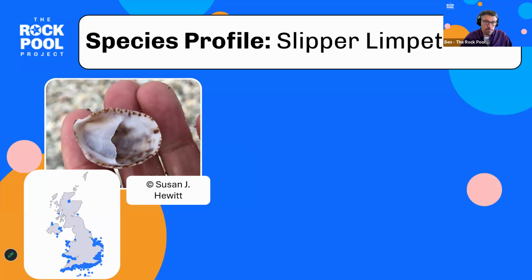Okay, second species, and the second most recorded species, and that is the slipper limpet. So this one, its Latin name is Crepidula fornicata, and it says 5 centimeters long. But I feel like they can get a bit bigger than 5 centimeters. I think they can get a little bit bigger than 5 centimeters, to be honest.